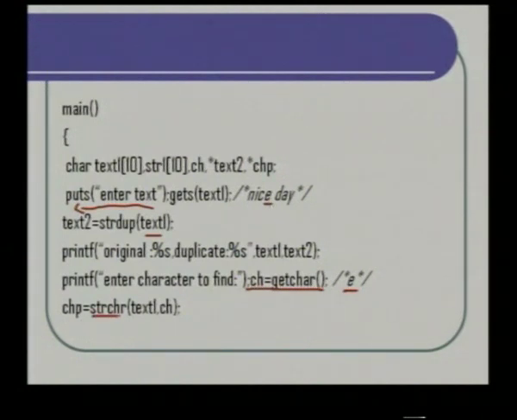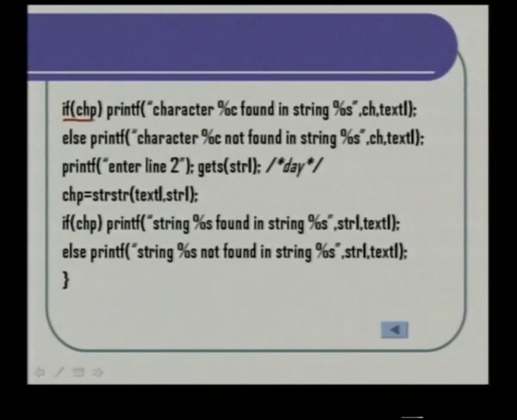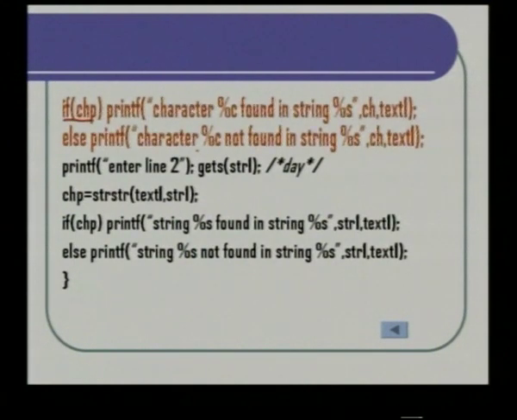So, strchr, in which string, what character? So, in the string text1 I am searching for this ch character. Yes, it is found. So, if it is found, its value is stored in this pointer variable chp. Next, how to display whether it is found or not. If chp, that means if there is some value in chp, printf it is found in the string. If chp does not hold any value, then I am printing that the string is not found. This is how the strchr function works.